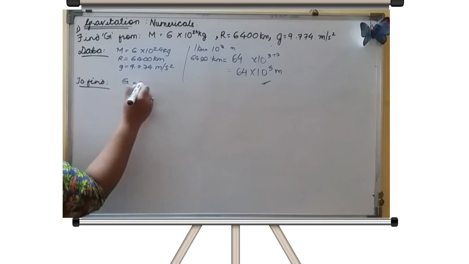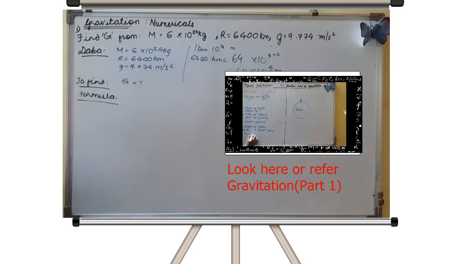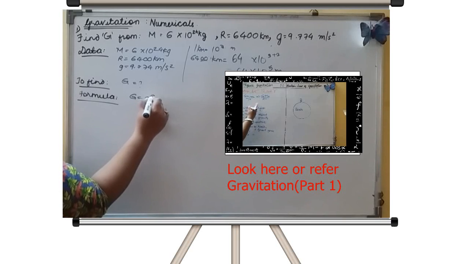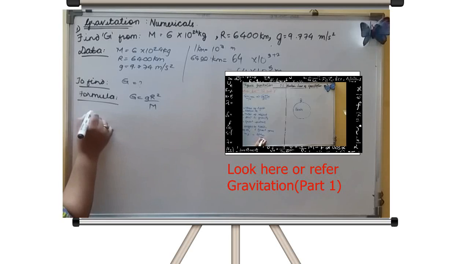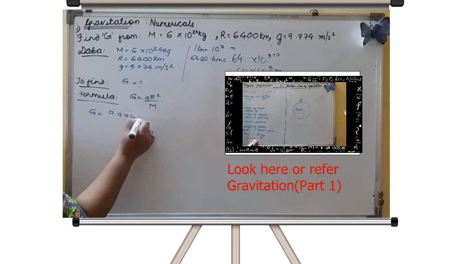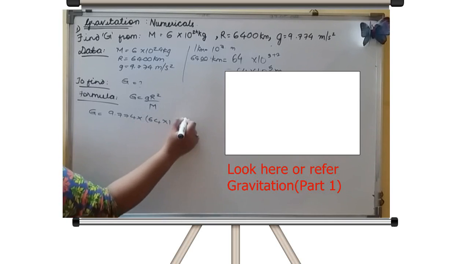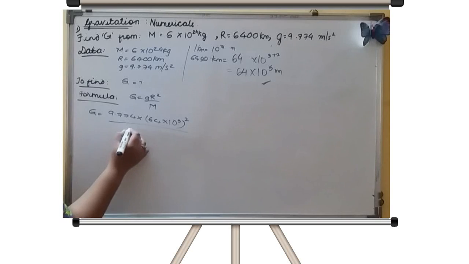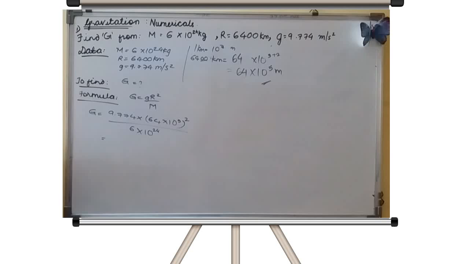G, or gravitational constant. Formula: capital G is equal to g R square upon M. Substitute the values. G is equal to 9.774 into (64 into 10 raised to 5) whole square, upon M, 6 into 10 raised to 24. We can solve this by calculation using anti-log.